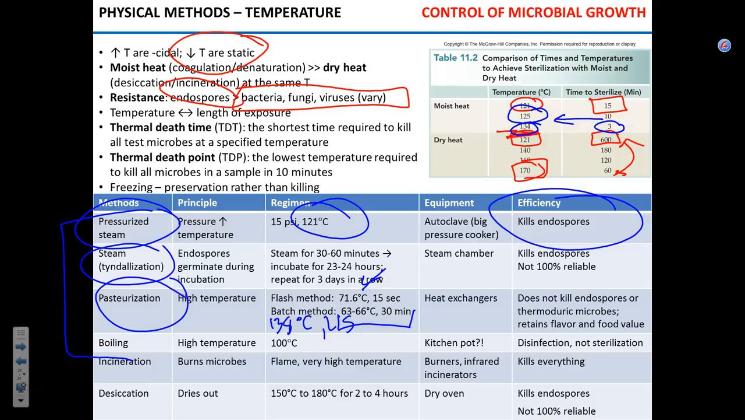Desiccation is when you stick something in the dry oven. It's not 100% reliable method. It can kill endospores, but it's not 100% reliable. So, since it's not 100% reliable, we can't say that it's sterilization. It's more of a disinfection.